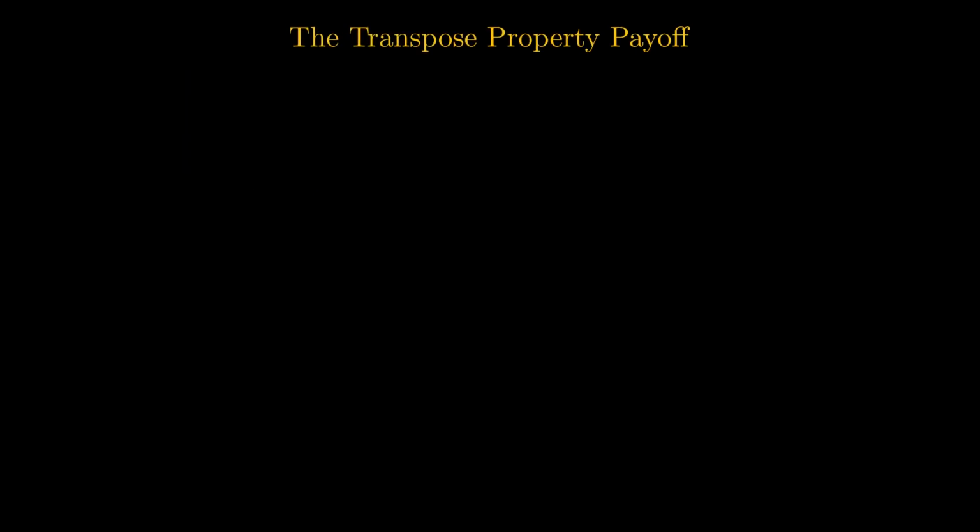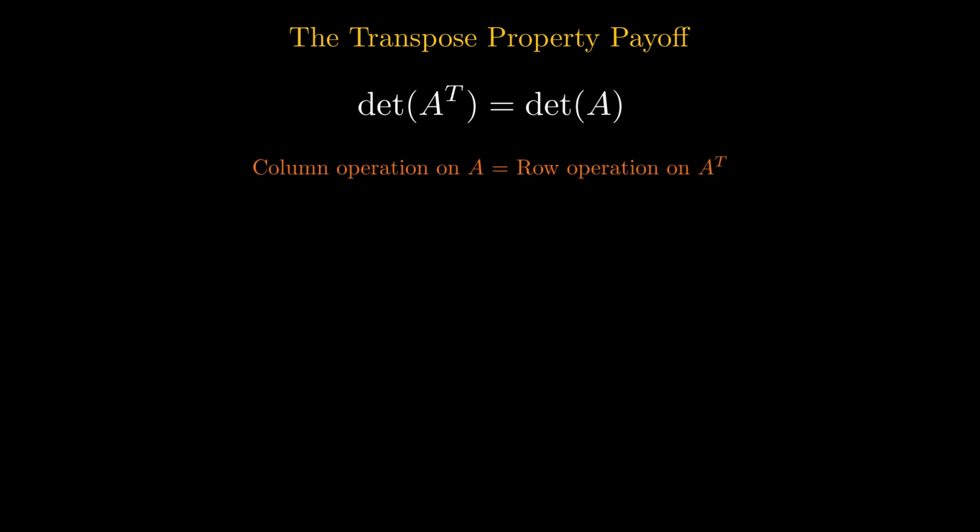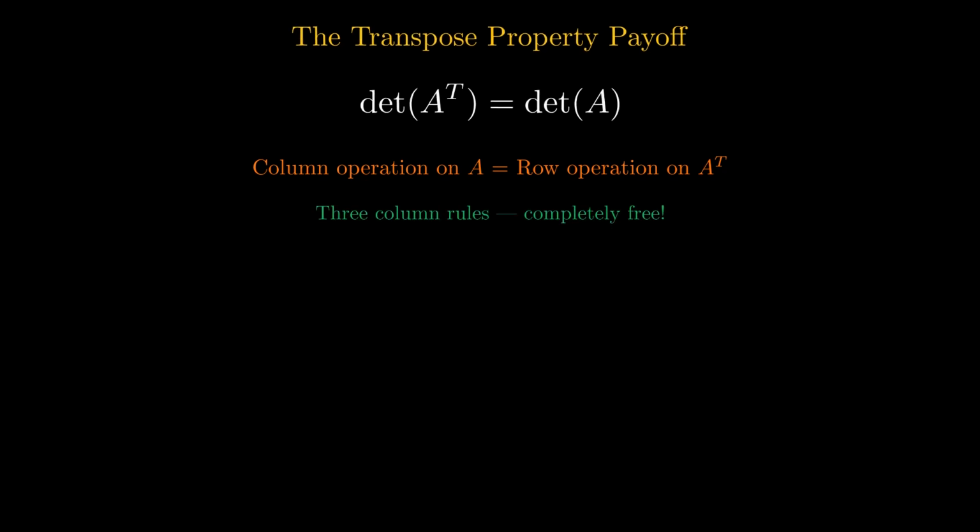Here's the payoff of the transpose property. Since the determinant of A transpose equals the determinant of A, every row property automatically holds for columns too. The reasoning is elegant. Any column operation on A is the same as the corresponding row operation on A transpose, and the determinant doesn't notice the transpose. This gives us 3 column rules, completely free of charge.